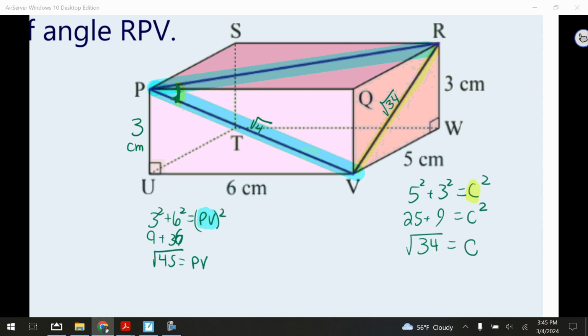So that's the square root of 45. I'll label that. I'm getting so much closer. Oh my goodness. So then the question goes, can I find PR? Can I find PR? Well, again, it's a box. So really it only has 3 dimensions overall.